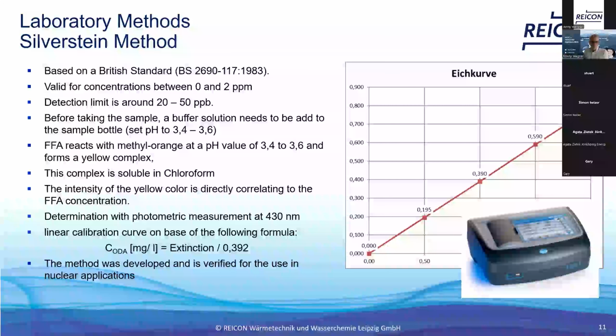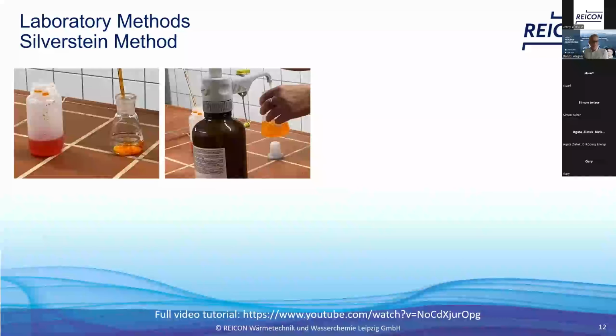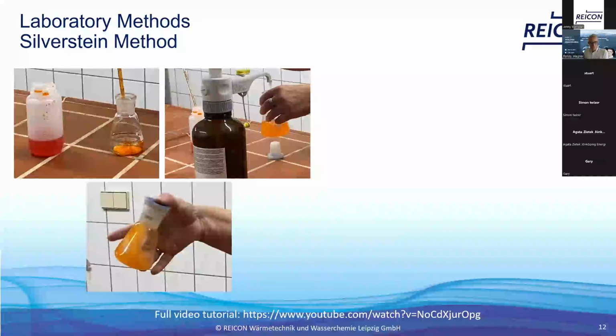You can see the first step is to treat the sample with the methyl orange. In this sample, the buffer solution is already in it. Then you add the methyl orange and the chloroform, and you get a very turbid solution, which you need to shake for around 3 minutes.